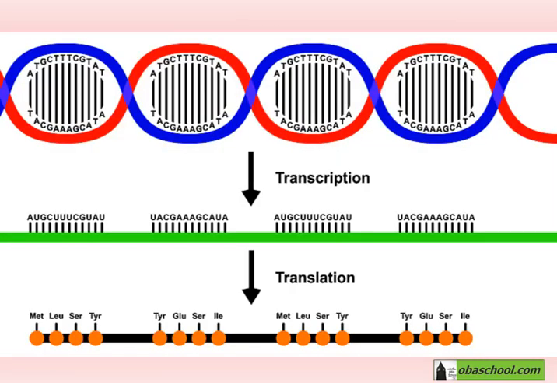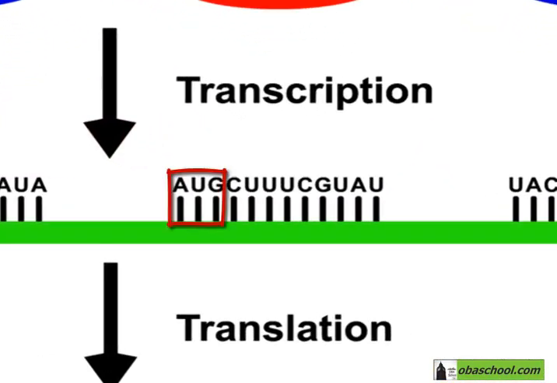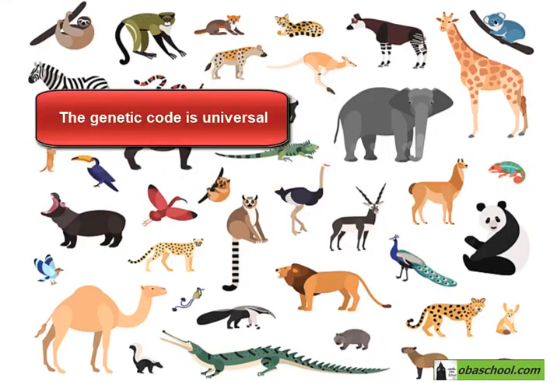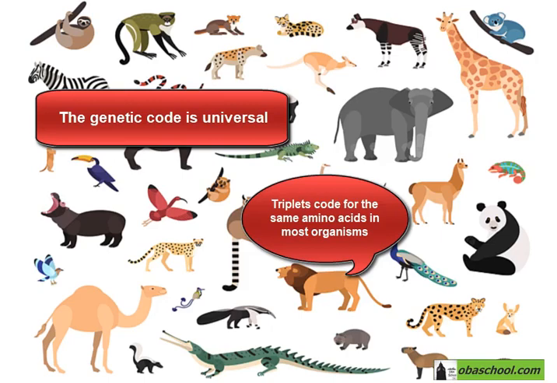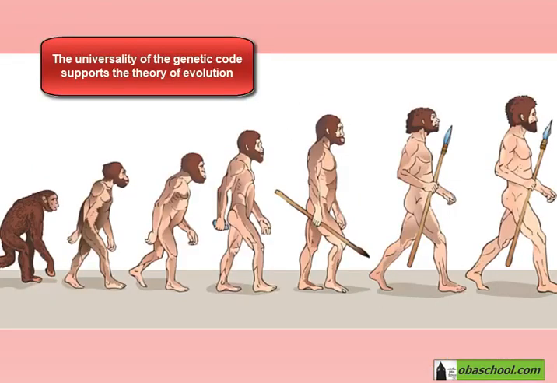Another feature of the genetic code is that it is non-overlapping, which means a base is read only once. It doesn't take part in 2 different triplets. And the final feature of the genetic code is that it is universal. Except for a few minor exceptions, every triplet codes for the same amino acid in all organisms. This actually supports the theory of evolution.